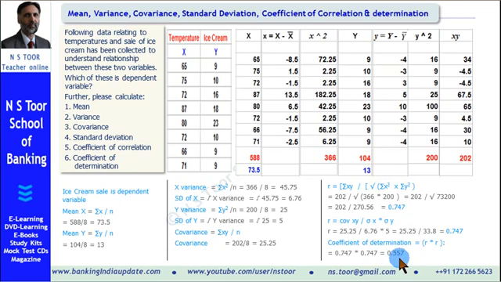Well friends, in this 11 minutes video, we have been able to calculate a number of measures. These include mean, variance, covariance, standard deviation, coefficient of correlation, determination. These are the basic measures, basic tools which are used in statistics. So understanding of these tools is very important for those students who want to proceed with statistics.